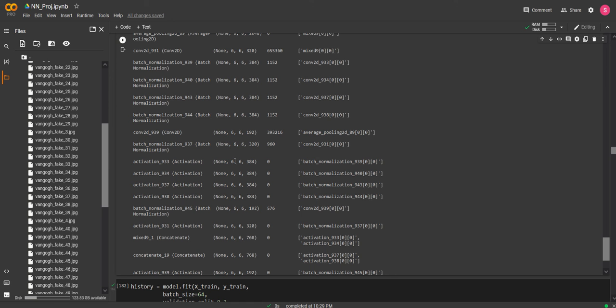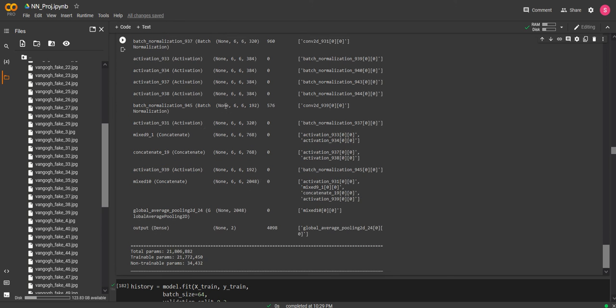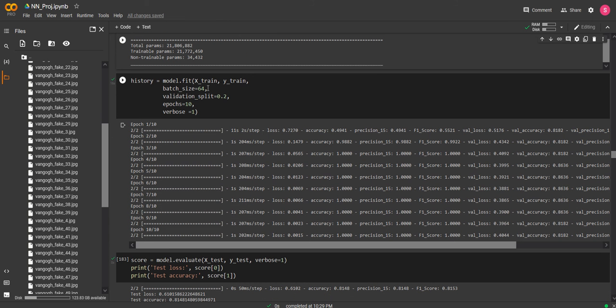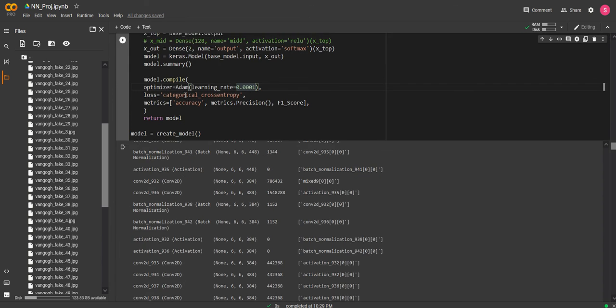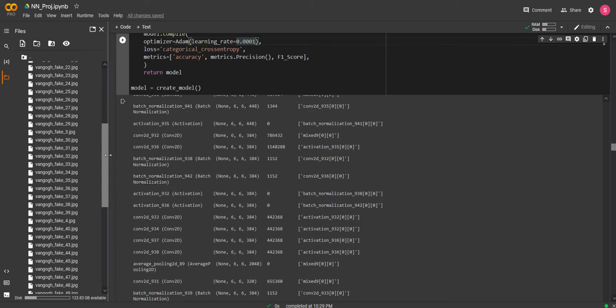And Inception V3 has a lot of layers, as you can see here, and we ran 10 epochs on this specific model. We also tried the same holdout method as we saw above, so the same cell was run with this create model function, so we didn't have to create a separate cell for it.